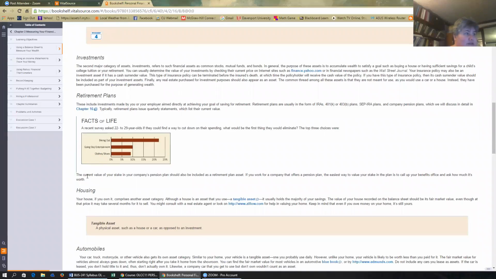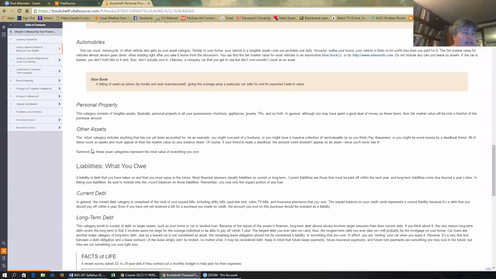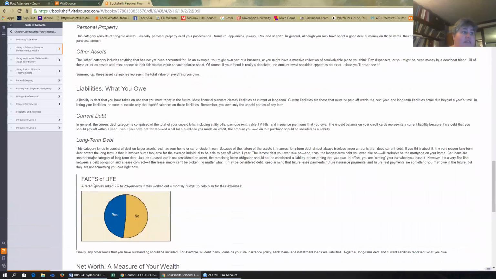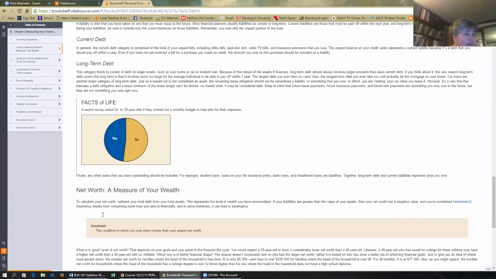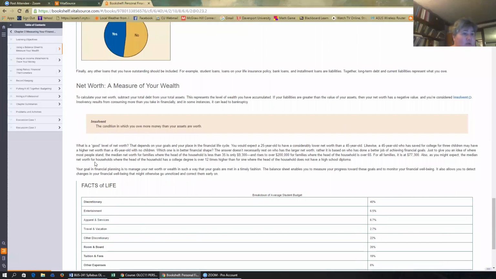As you can see, they're going to walk you through several of the assets and what they are and what goes in those categories. Same thing with liabilities and your net worth.